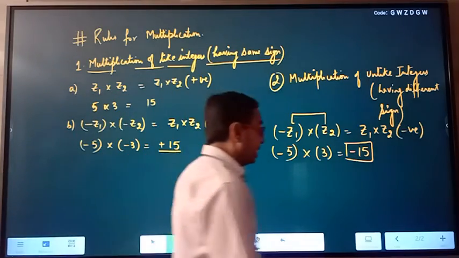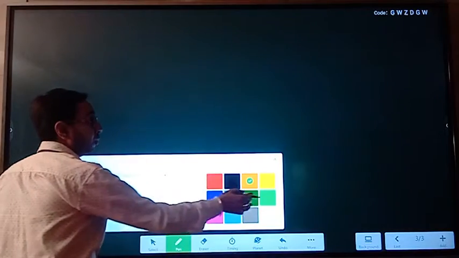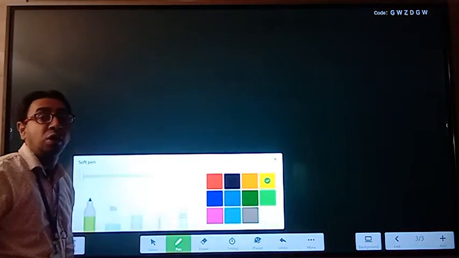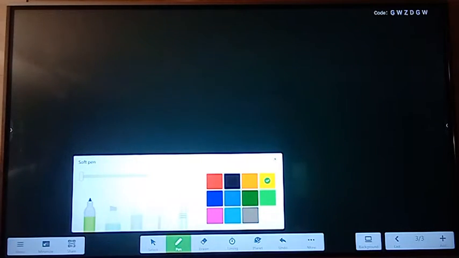Now, next topic. Next important topic is properties. Let's see the properties of integers. In case of multiplication, what are the properties? Let's just see.